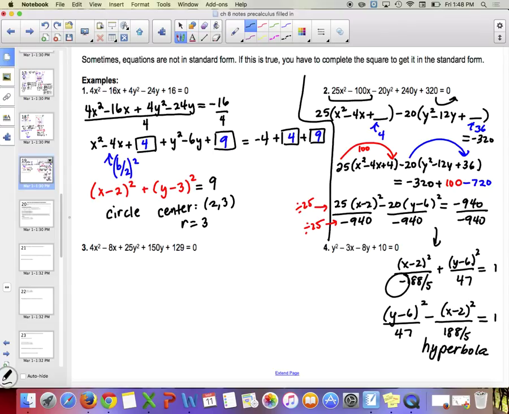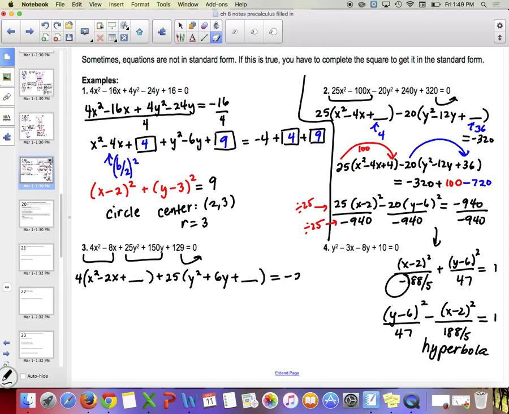All right, so this next one, we have our x's together, we have our y's together, we'll take our number to the other side. We pull out the 4, so we have x squared minus 2x plus a blank. We pull out the 25, so we have y squared plus, you guys know how many times 25 goes into 150? Think of quarters, yep, 6y. And then we get equals negative 129.